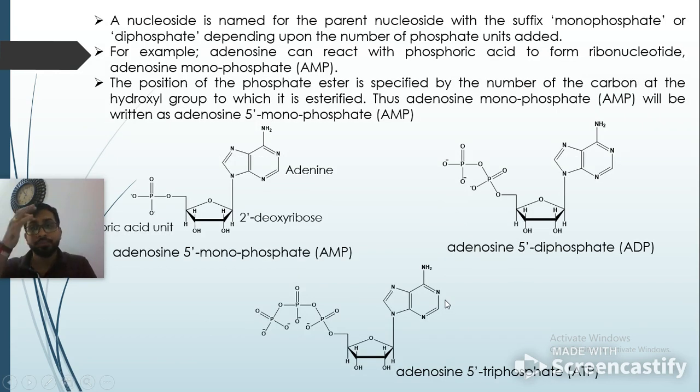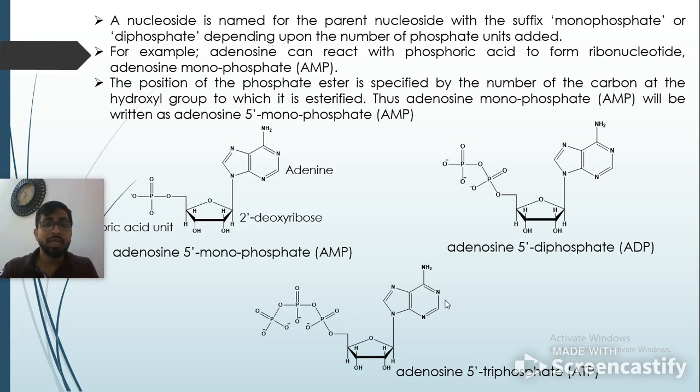Okay, now naming of these nucleotides. A nucleotide is named for the parent nucleoside with the suffix monophosphate or diphosphate, depending upon the number of phosphate units added to the sugar system. Whether we have one, two, or three phosphate groups attached to the sugar system, we can name the nucleotides as monophosphate, diphosphate, triphosphate, depending upon the number of phosphate groups attached to it.